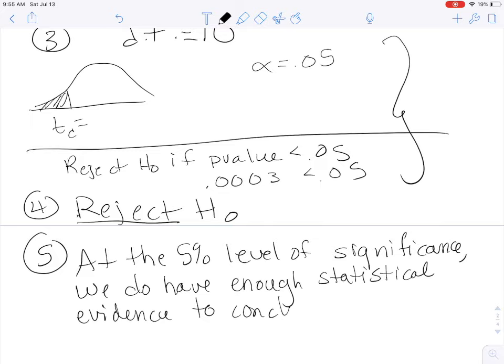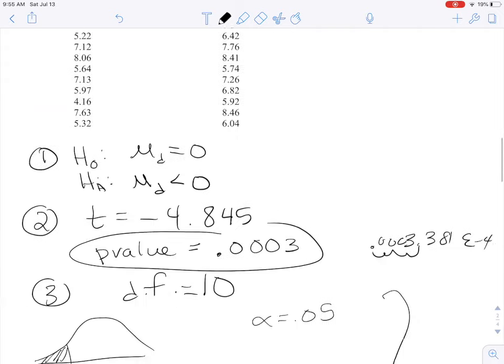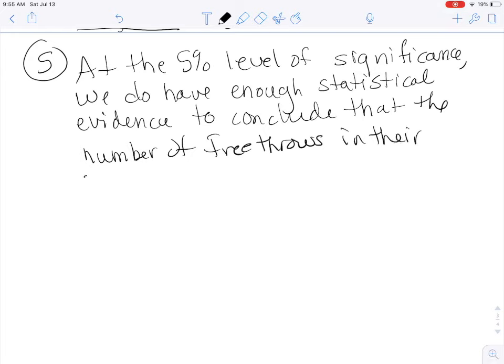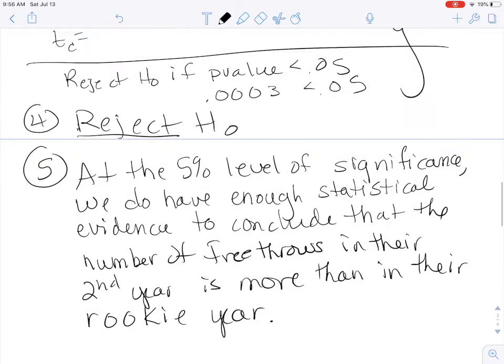Remember, we only say we do not have enough statistical evidence if we did not reject. To conclude that, I've got to go back up to the problem here. I was testing that the number of free throws for basketball players made in their second year is more than the number in their rookie year. Which makes sense, right? But we have enough statistical evidence to show that now.